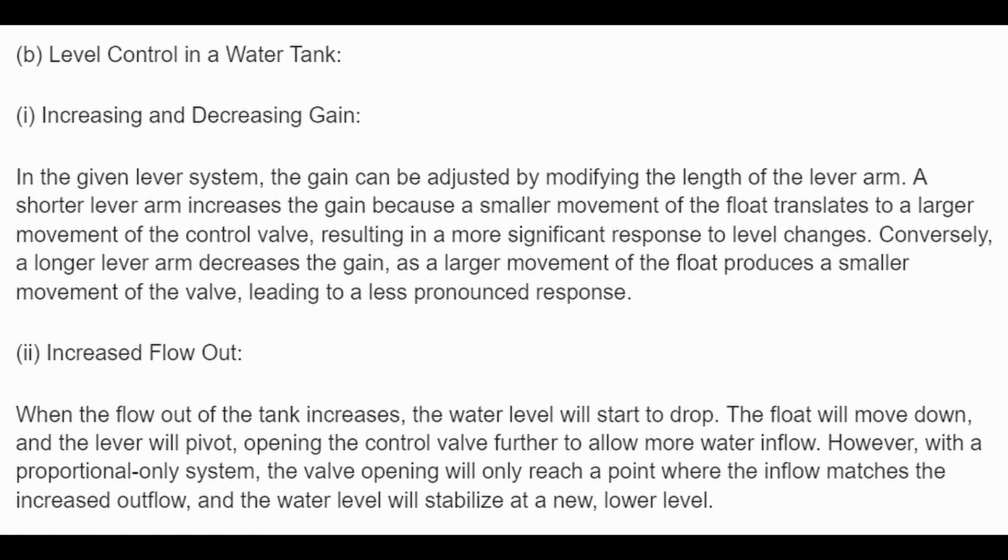2. Increased flow out. When the flow out of the tank increases, the water level will start to drop, the float will move down, and the lever will pivot, opening the control valve further to allow more water inflow. However, with a proportional only system, the valve opening will only reach a point where the inflow matches the increased outflow, and the water level will stabilize at a new, lower level.